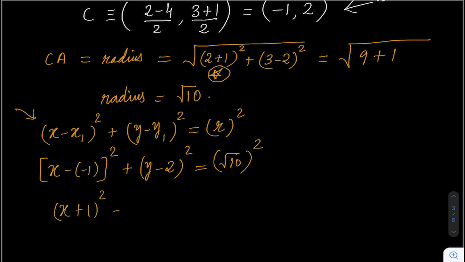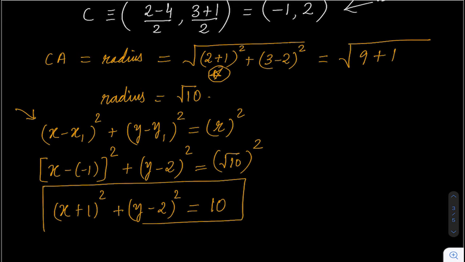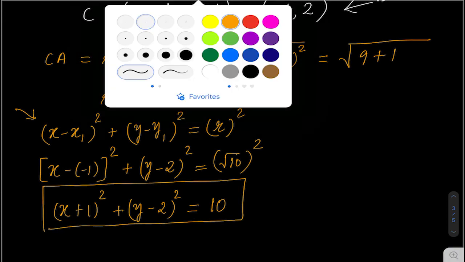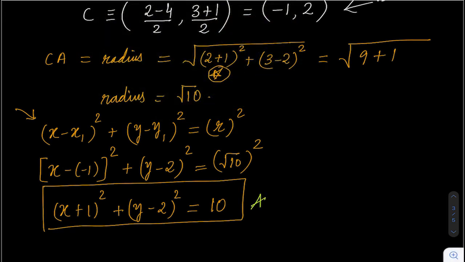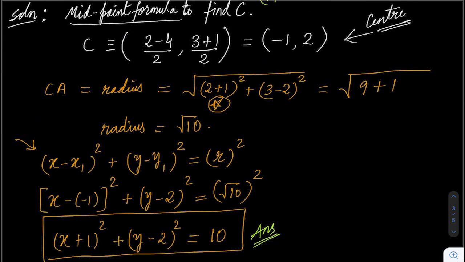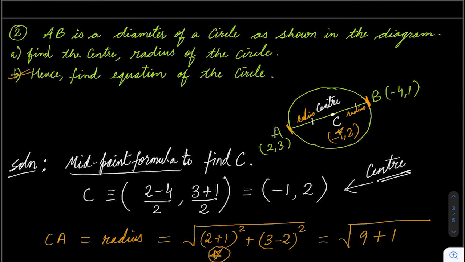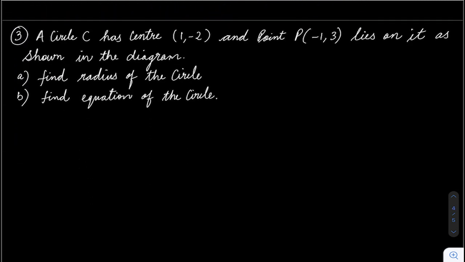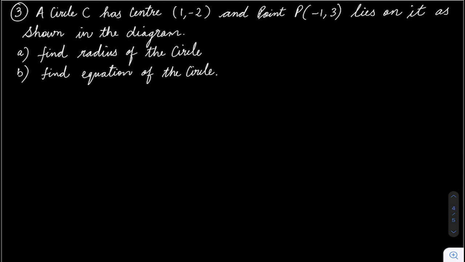So this is my answer, x plus 1 whole squared plus y minus 2 whole squared equals, what is root 10 square? That will give you 10 only. So this is my answer for this question. This is the equation of the circle. So this is how you find when diameter endpoints are given. I hope it's clear now.